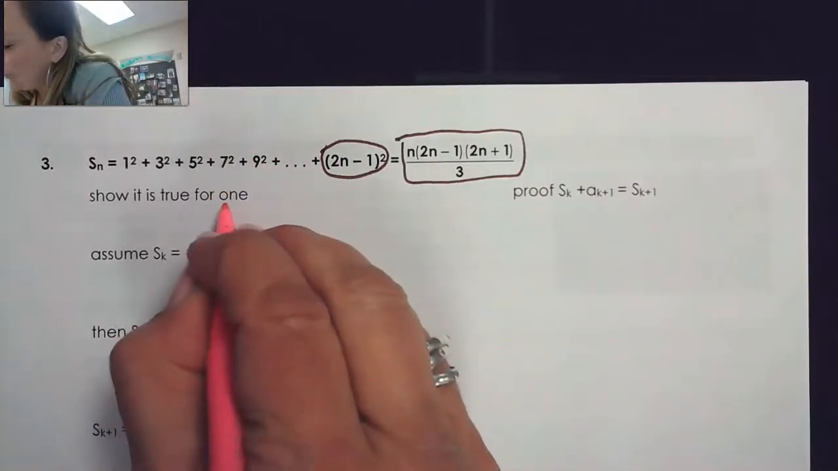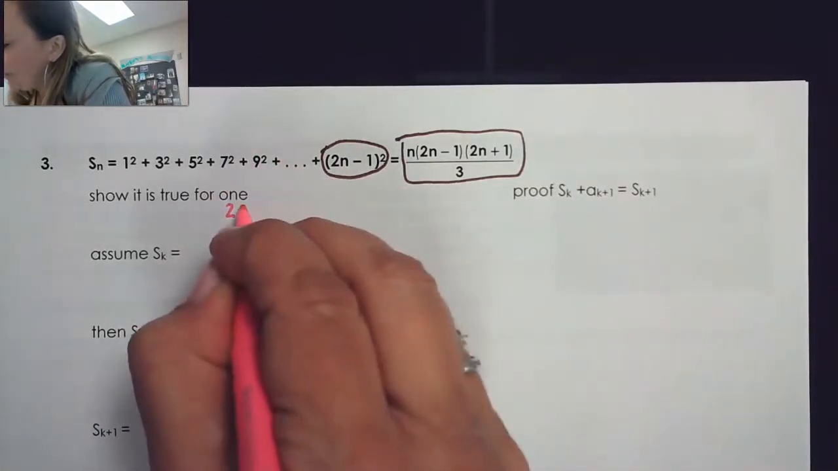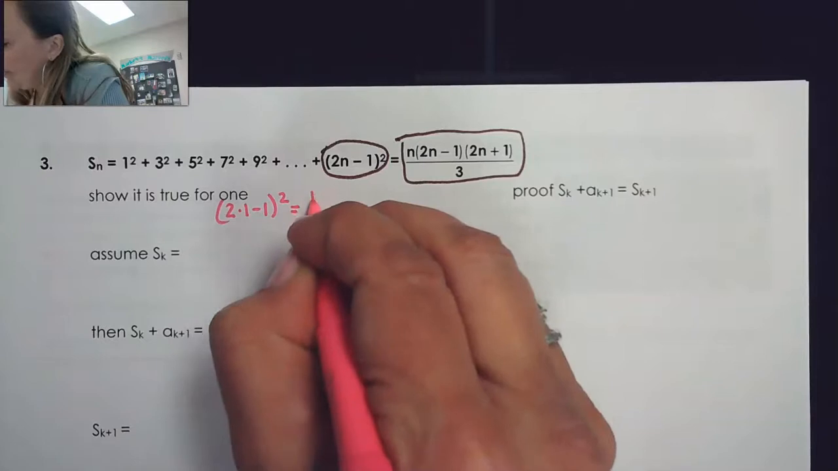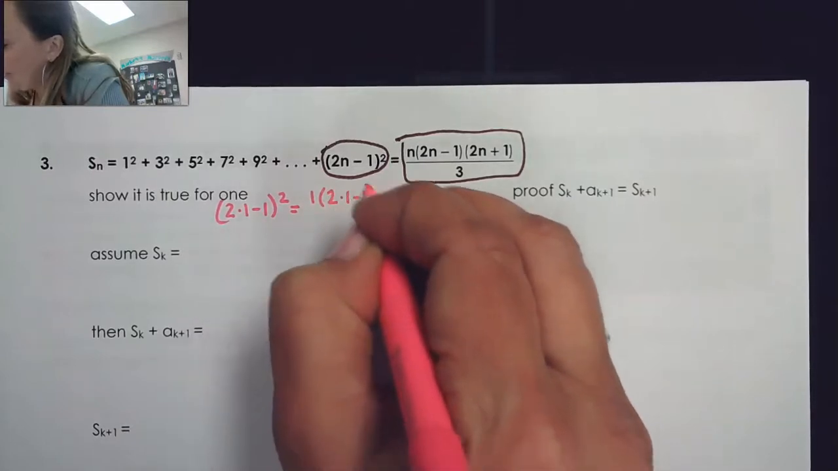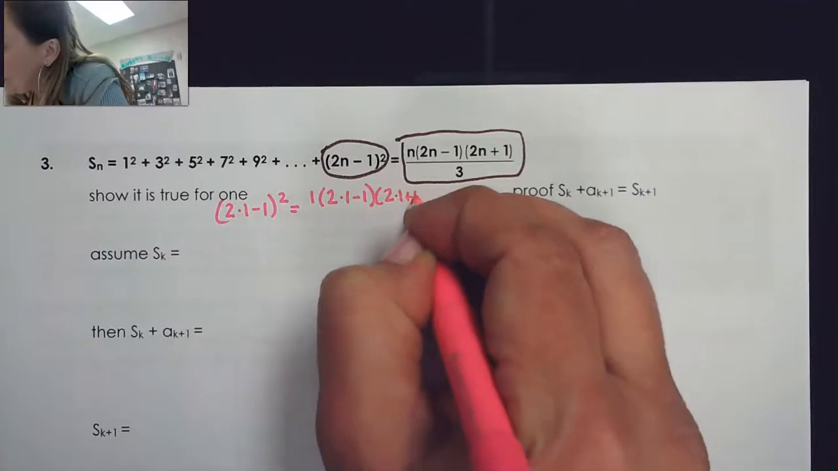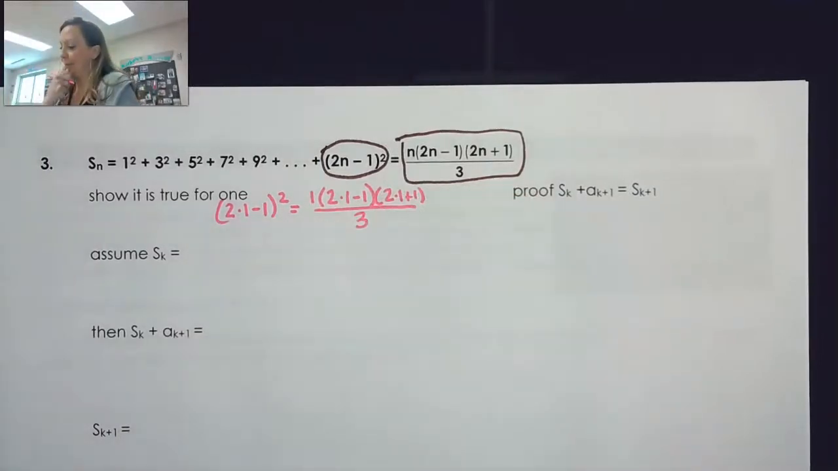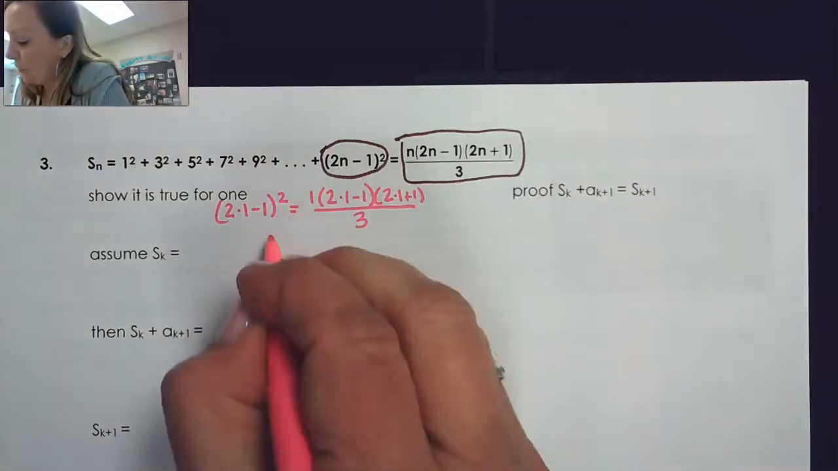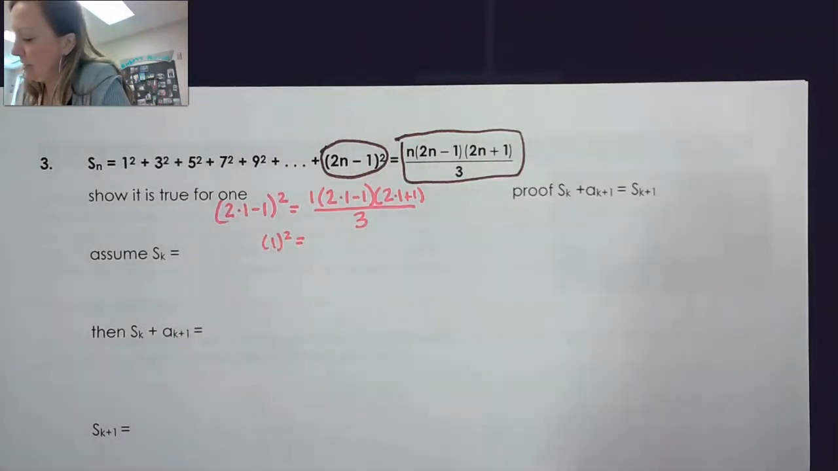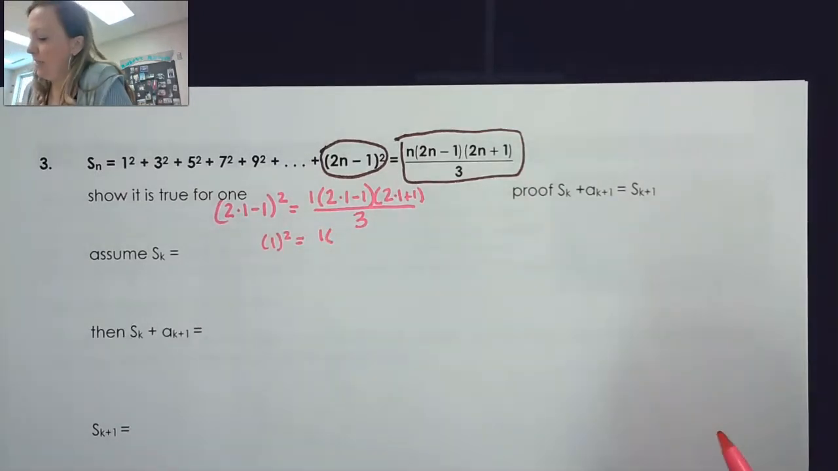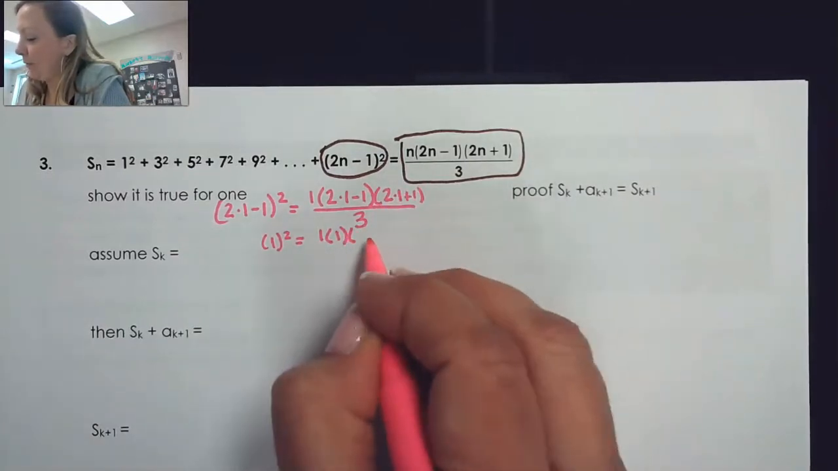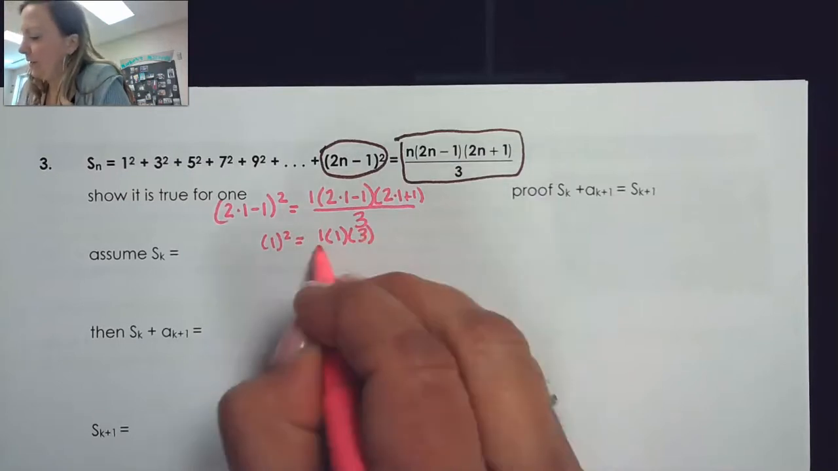So 2 times 1 minus 1 squared equals 1 times 2 times 1 minus 1 times 2 times 1 plus 1 all over 3. Okay, so 2 times 1 is 2, minus 1 is 1, so I have 1 squared equals 1. 2 times 1 minus 1 was 1. 2 times 1 plus 1 would be 3, and then over 3.